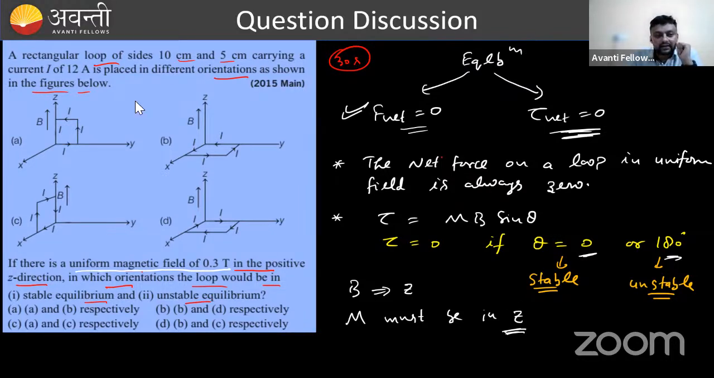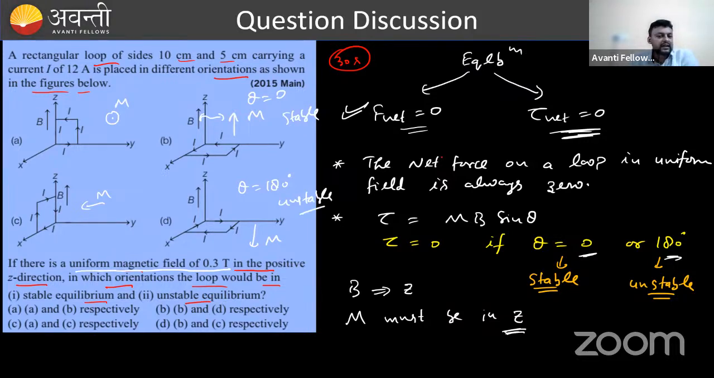So, for which loop is the magnetic moment in the Z direction? You can see that in option B, the magnetic moment is in the Z direction like this. For option A, the magnetic moment is outward. In option C, the magnetic moment is in the left direction. And in option D, it is in the downward direction. So you can clearly see that in option B the angle is 0, and in option D theta is 180. So this is stable. This is unstable.